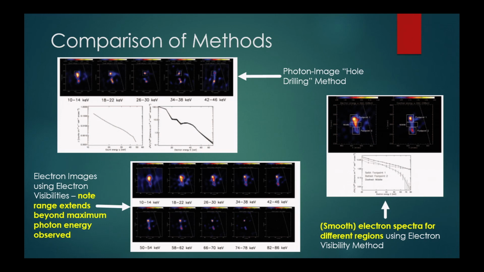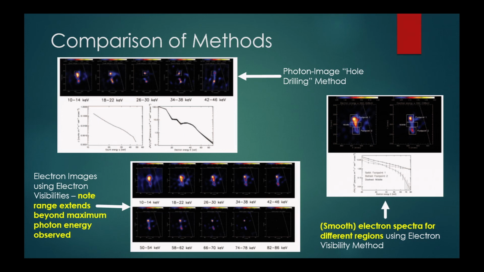Here's what it looks like. We've already seen the top figure. This is what you do the kind of old-fashioned way. You make the photon images, stack them up, look at the photon spectrum at each point, then do the spectral inversion. Here's the clever way. You first do the spectral inversion to get electron visibilities, and then you make images from them.